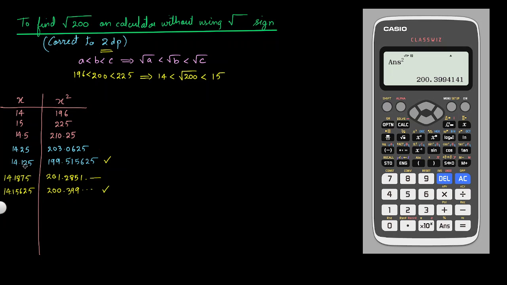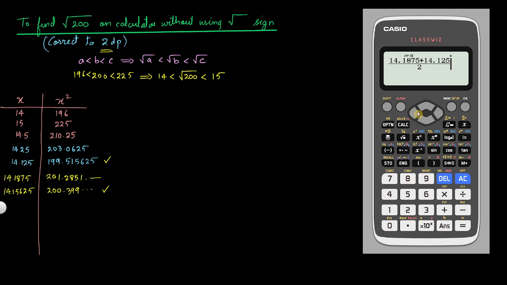If I round up 14.125, I get 14.13. If I round up 14.15625, it will round up to 14.16. So they are not rounding up to the same second digit. So we need to continue trying out these values. So let us try another value. So now we know it is between 14.125 and 14.15625.